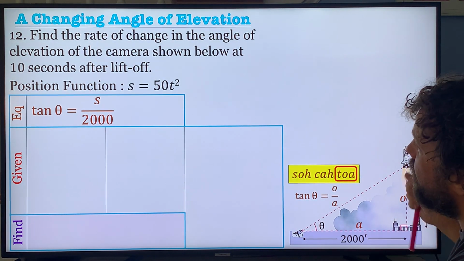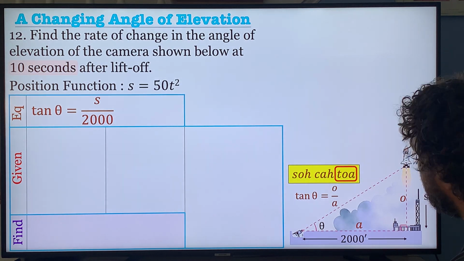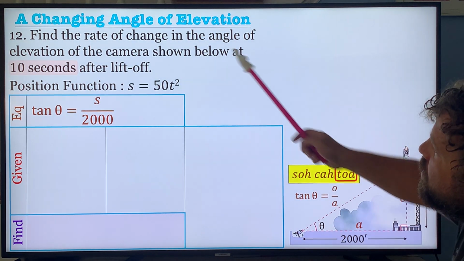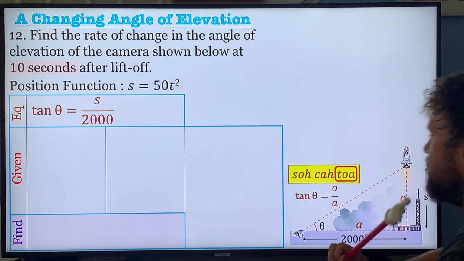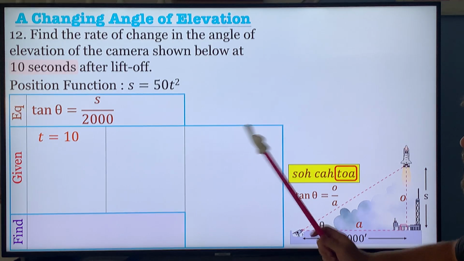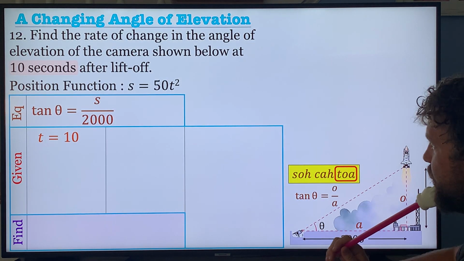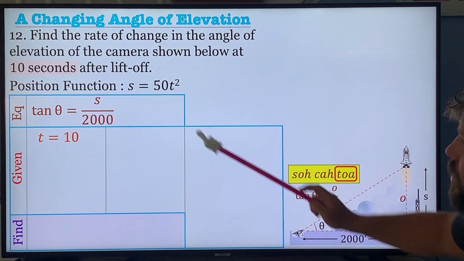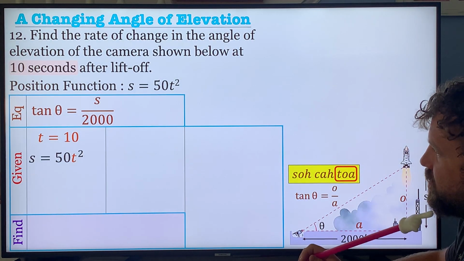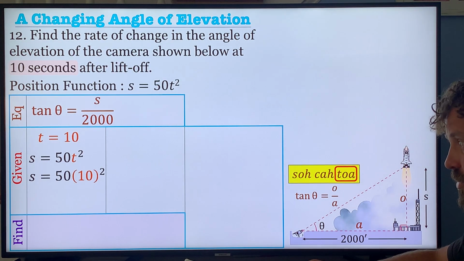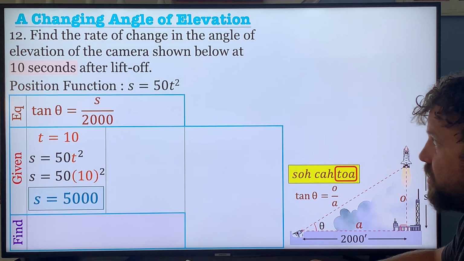All right, given. Where are we at? 10 seconds. So what's 10 seconds? T. T equals 10. Now we only have a position function right here. So from that position function, at 10 seconds, can we find out the rest of this? Yeah. We can find out S, right? So S is 50 times T squared. 50 times 10 squared. 50 times 100 is 5,000. So S is 5,000.